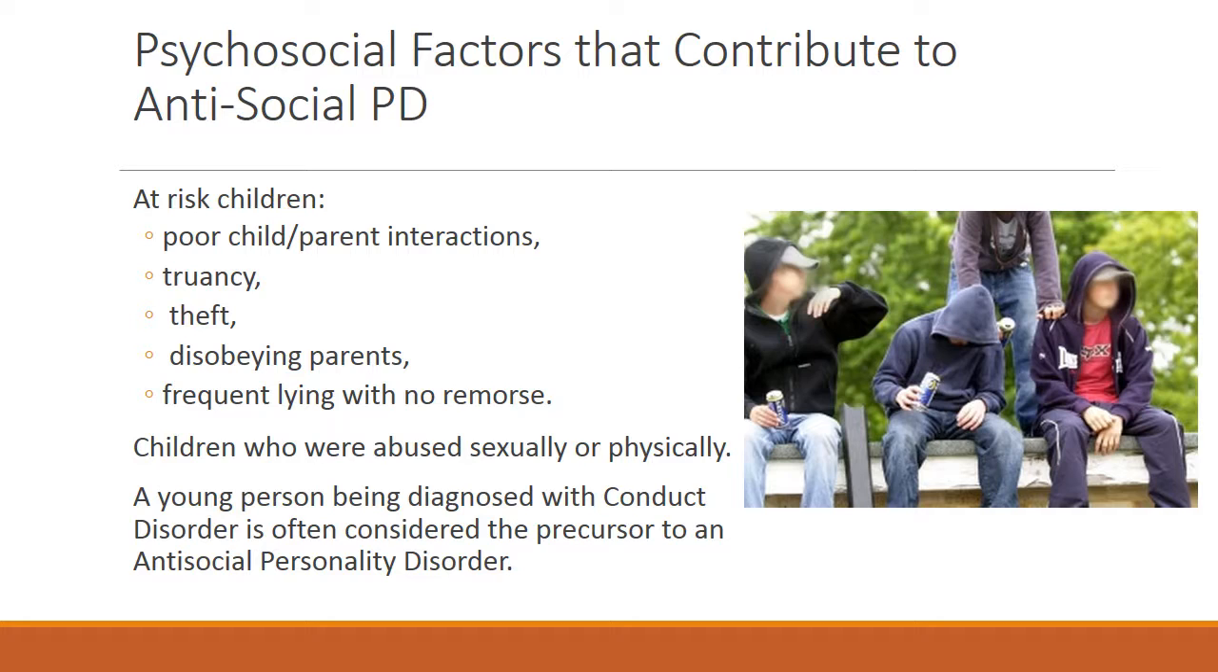And again, we don't diagnose this until they're at least 18 because teenagers in general engage in a lot of this behavior. Children who were abused sexually or physically are also very much at risk. A young person who is diagnosed with a conduct disorder when they're young is often considered the precursor to an antisocial personality disorder. A conduct disorder is someone whose behavior goes beyond the regular rambunctiousness of a child and is excessively inappropriate.